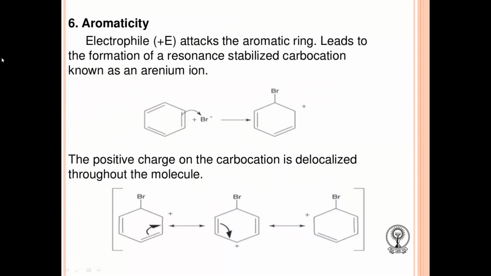Aromaticity. When an electrophile attacks the aromatic ring, it leads to the formation of a resonance stabilized carbocation known as an arenium ion. The positive charge on the carbocation is delocalized throughout the molecule.